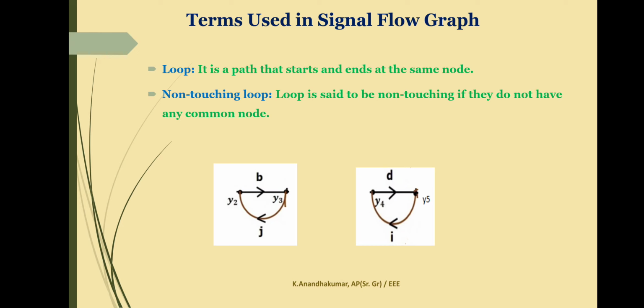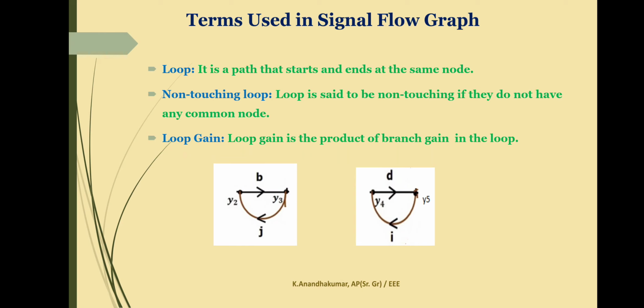In the same way, if you can find three such loops which do not have any common nodes, then that will be called three non-touching loops. In the same way, if we are able to find four such loops with no common nodes, then that could be called four non-touching loops.